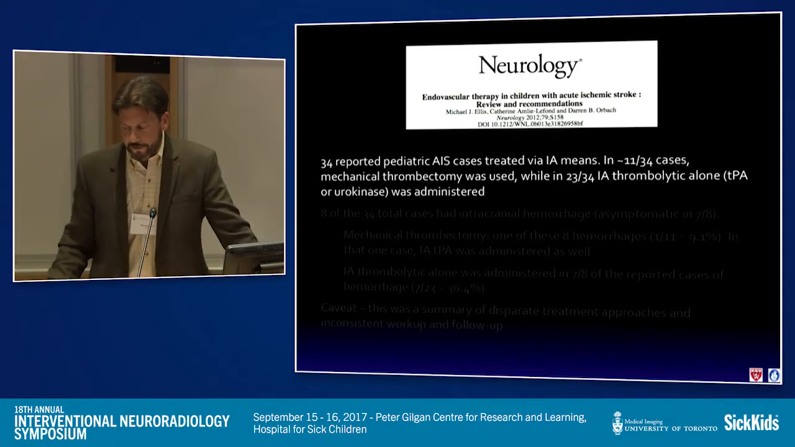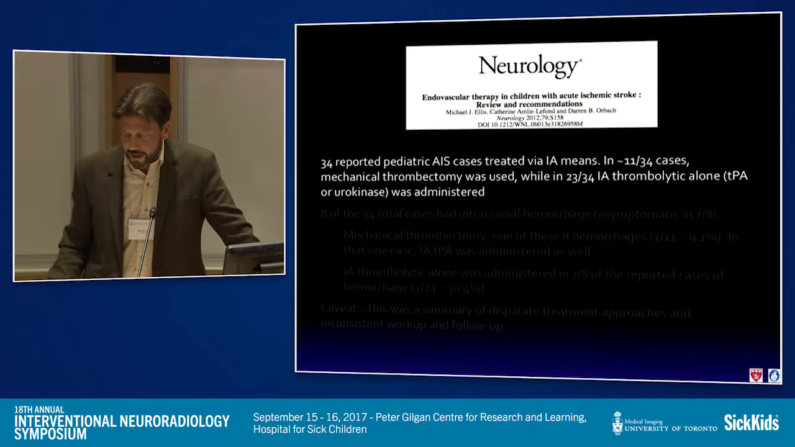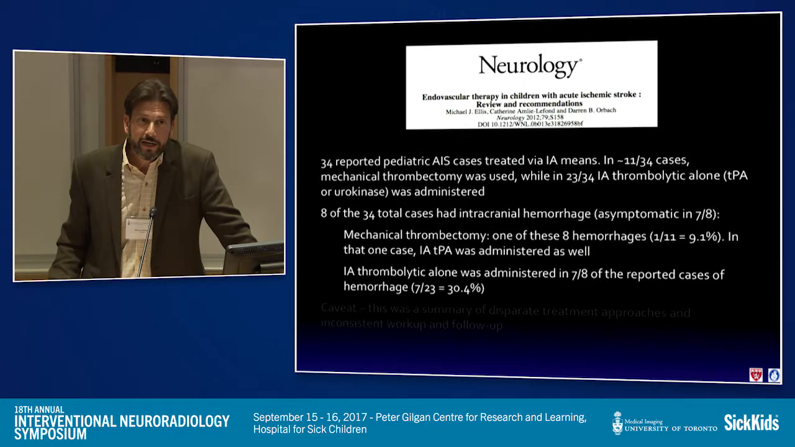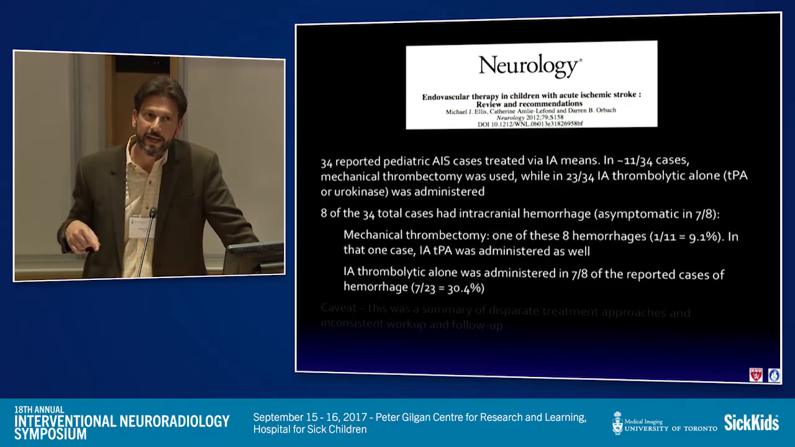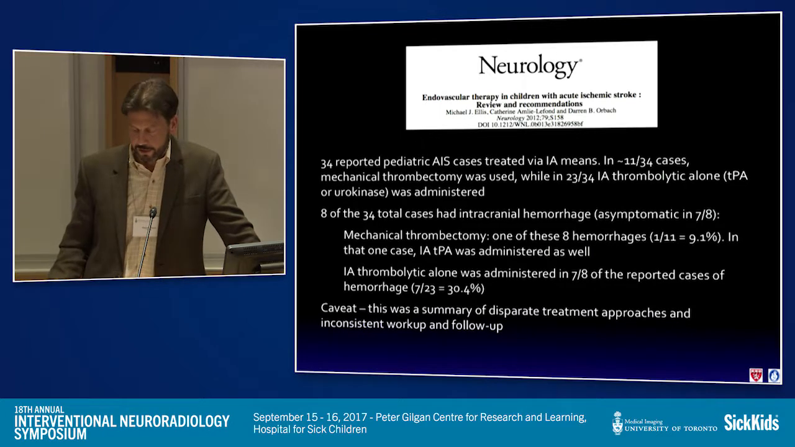So we did this twice, first back in 2012, and at that time we found 34 reported cases that were treated with IA techniques. Interestingly, in 11 of the 34, so about a third of them, mechanical thrombectomy was used, whereas in 2/3 IA thrombolysis was used. And 8 of the 34 cases had intracranial hemorrhage, most of it asymptomatic, but interestingly, mechanical thrombectomy was almost never used in those 8. One of the 8 did have mechanical thrombectomy, but it also had IA TPA given. So every case with an intracranial hemorrhage had IA TPA given. But of course, this is just a summary of very disparate treatment approaches and totally inconsistent workup and follow-up. It's just a collection of cases.